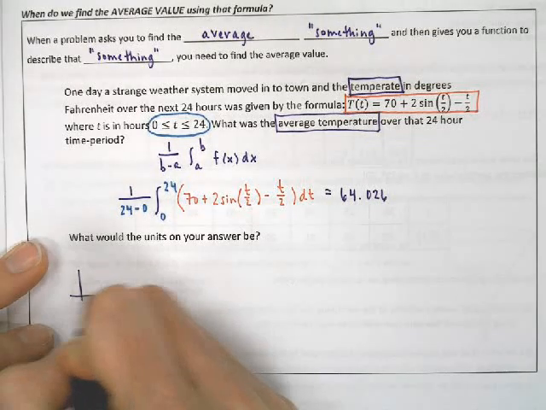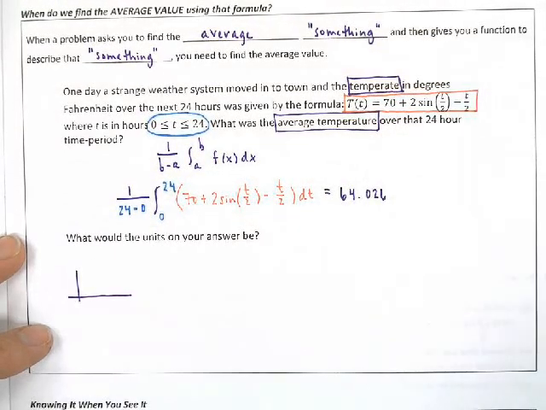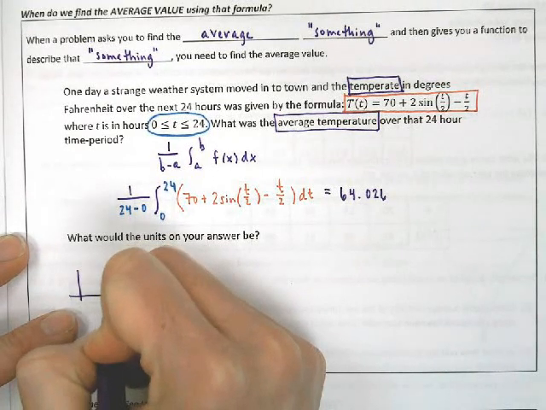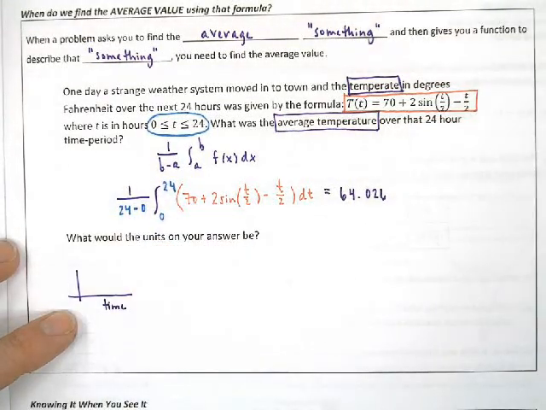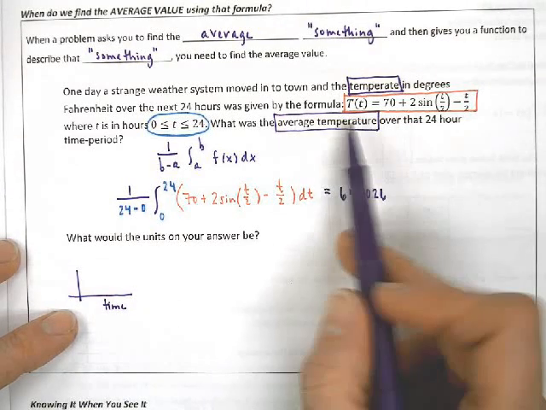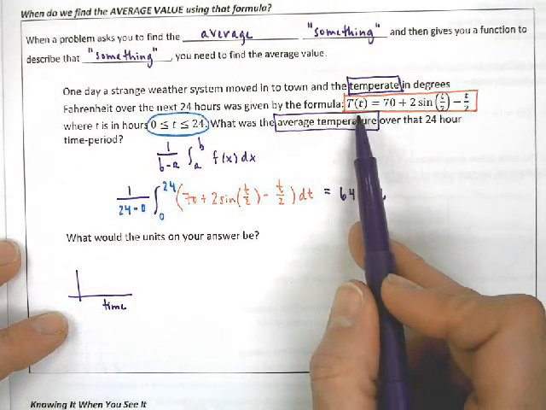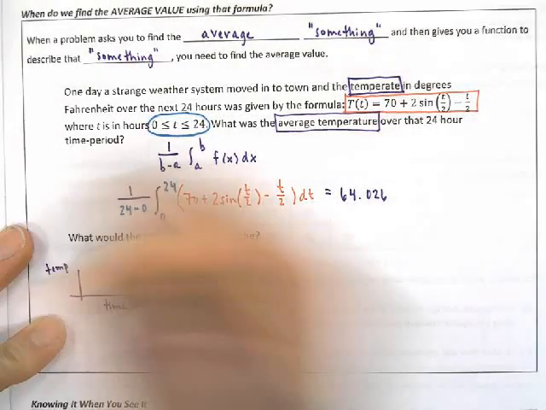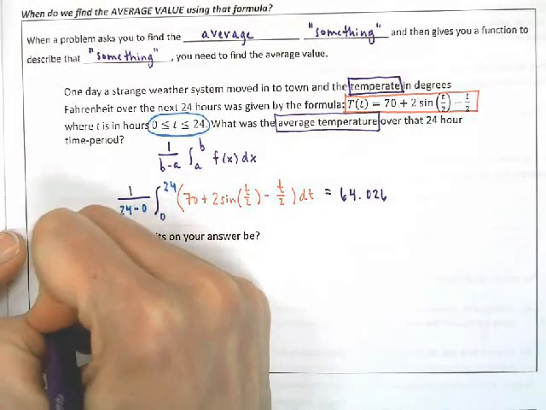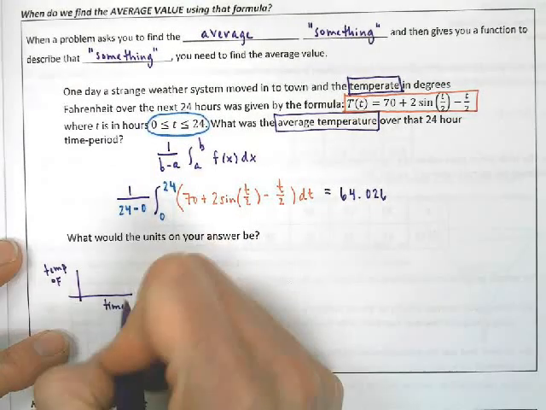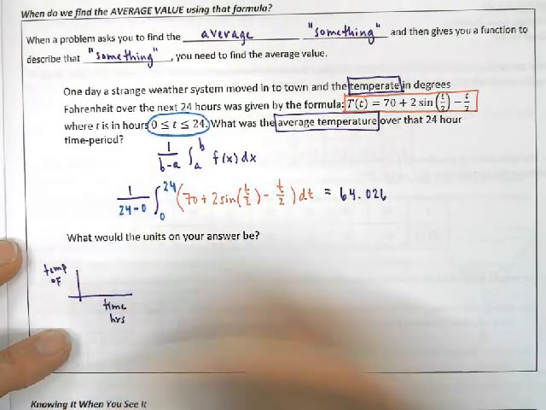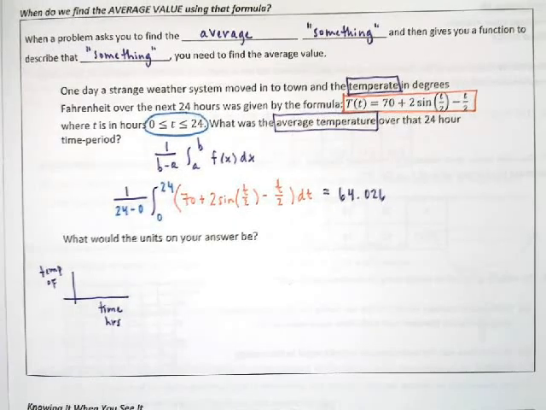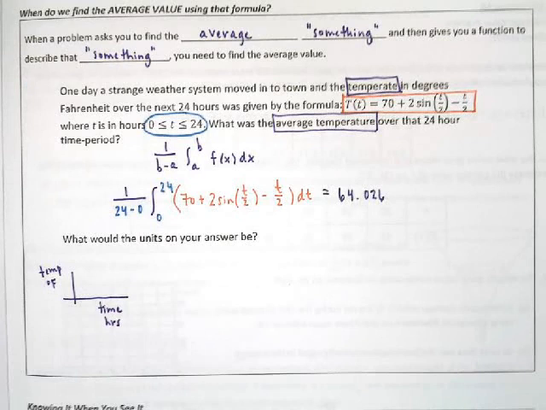If I were going to plot this on a coordinate plane here, my x-axis is going to be the time. And I have here my function is temperature, and that's in degrees Fahrenheit. I should mention my time is in hours. So if we think about units here, I'm going to grab another color.